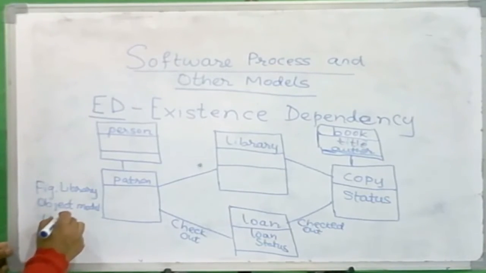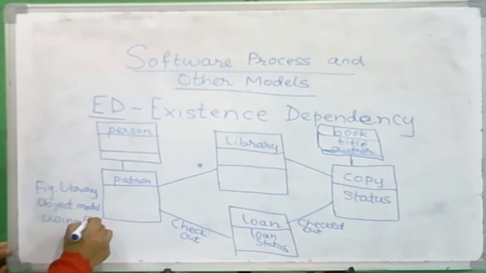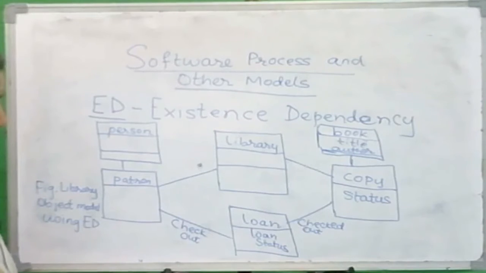using ED, that is existence dependency. Now, as shown in the figure, all the relationships except loan and library book satisfy the requirements of existence dependency. The relationship loan does not satisfy it, since a copy object can exist before the existence of the patron object, that is checking it out.